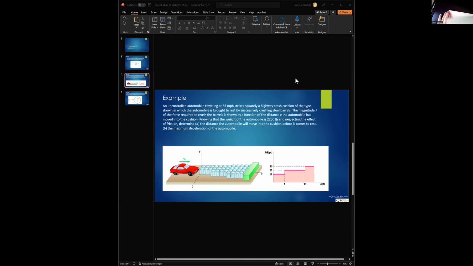So think of it, the car's driving, it's at 65 miles per hour. It hits the barrels. The barrel's resistance, or force over distance, is given by that chart. So it shows that for the first 5 feet, it gives you 18,000 pounds of resistance per foot. And after 5 feet, it jumps to 27,000. And after 14 feet, it jumps to 36,000.